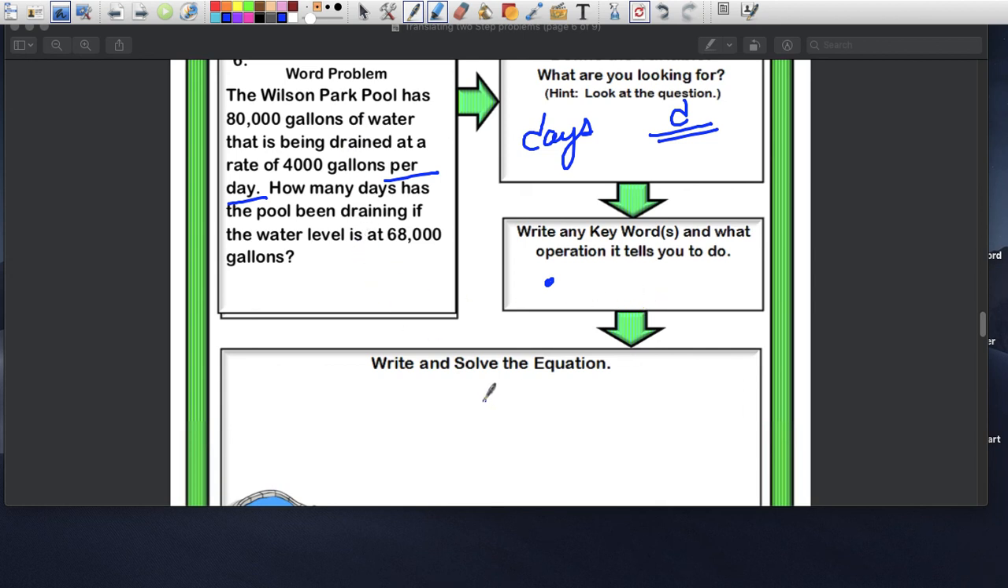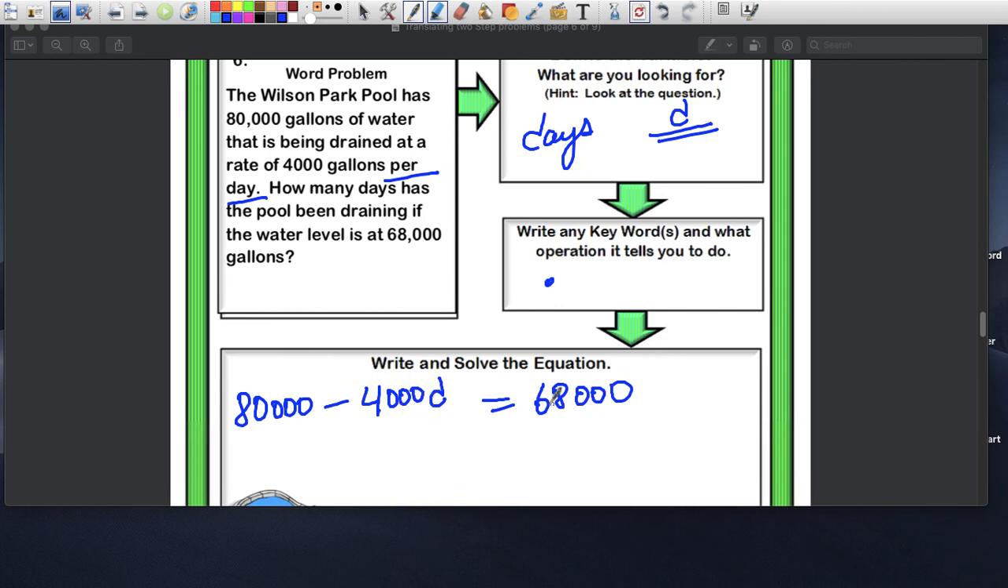So let's get, so here's, this one is like the previous problem. What's my total? My total is this. I have this much water in the pool right now. And what did I start with? I start with 80,000 gallons of water. And I'm going to subtract what's been draining. And every day it's been draining 4,000 gallons per day. Right? So every day we're losing 4,000 gallons.